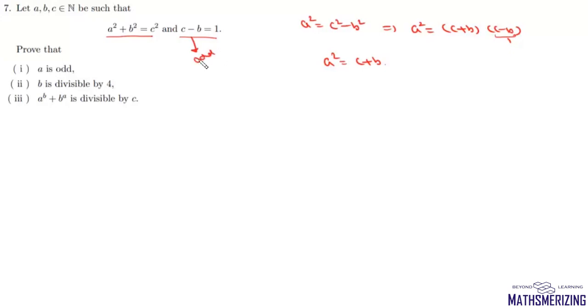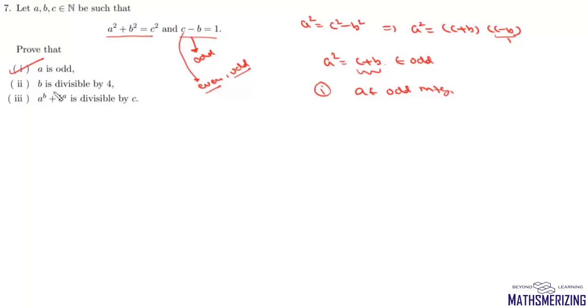So if C minus B is an odd number, that means one of C and B is even and the other one is odd. So if we have one number even and the other number odd, then the sum of an even number and an odd number is also an odd number. So A square is an odd number, and if A square is an odd integer, in that case A is also an odd integer. So that's your result number 1.